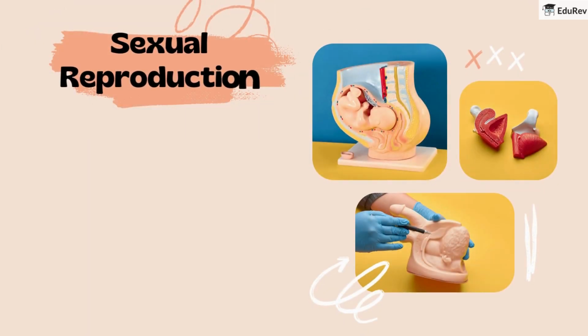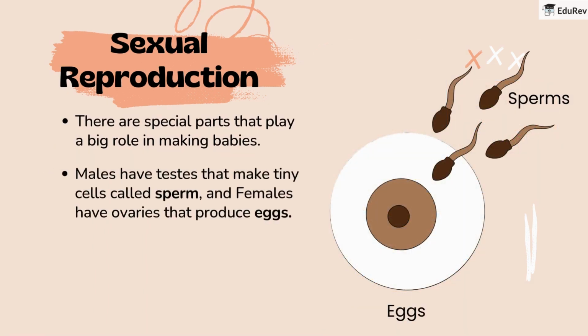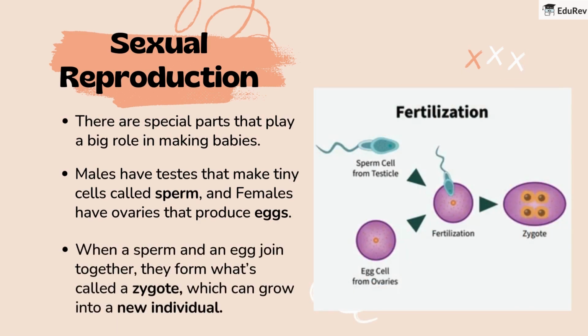Now, let's learn about sexual reproduction. In the world of animals, including humans, there are special parts that play a big role in making babies. Males have testes that make tiny cells called sperm, and females have ovaries that produce eggs. When a sperm and an egg join together, they form what's called a zygote, which can grow into a new individual. It's like the very first step of becoming a person.